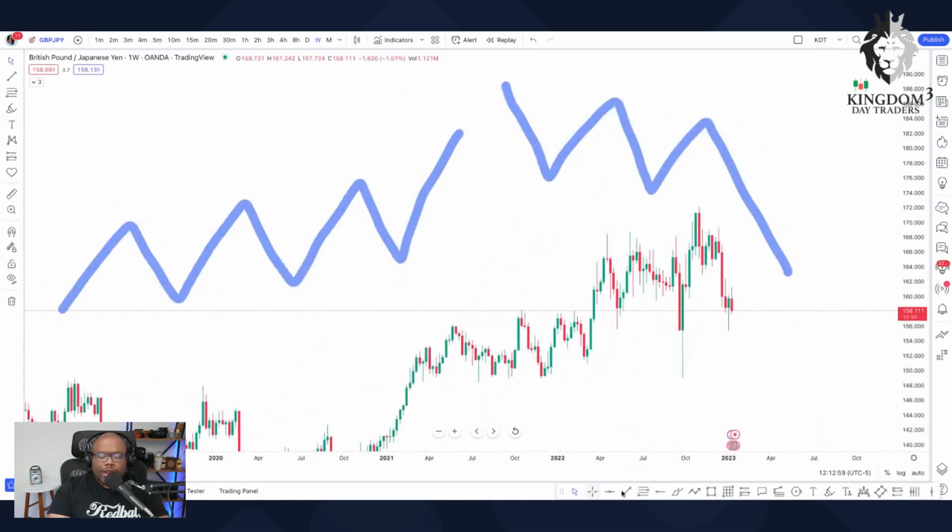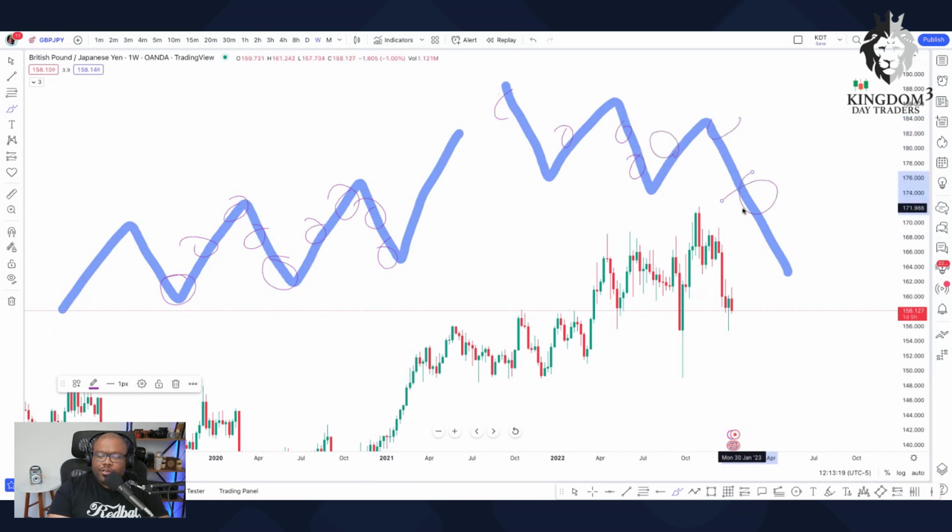And so what happens is, inside of these legs of price, there'll be supply and demand zones, right? Over here as well, there'll be zones. There'll be zones on the way down. There'll be zones on the way up.